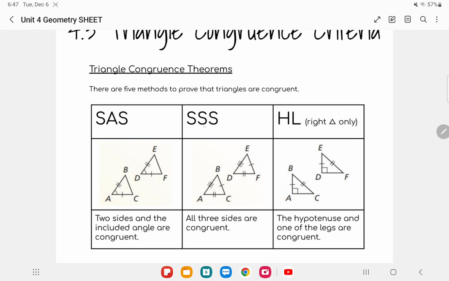My next one is side, side, side. So again, side, side, side. See how these sides are congruent, right? That means the whole triangle is congruent.